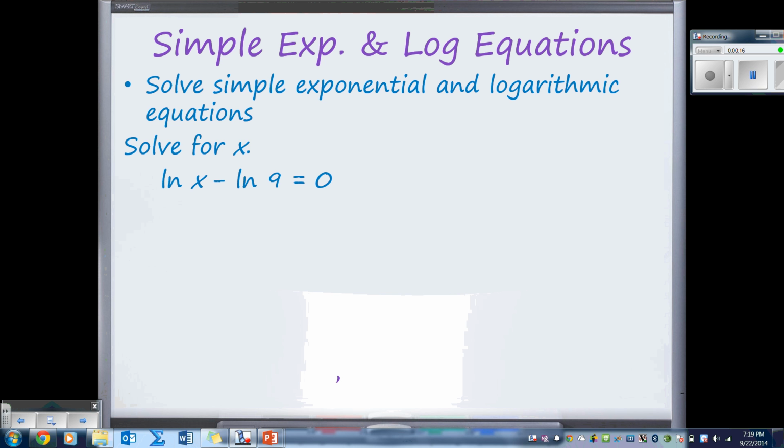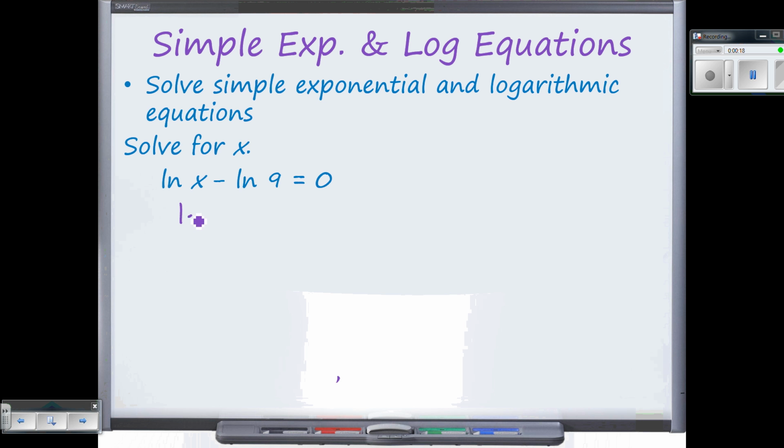When given a situation where it is possible to put our logs on either side of the equal sign, it is easiest to do this because now we can use our one-to-one relationship and show that x is equal to 9. Simple, easy.